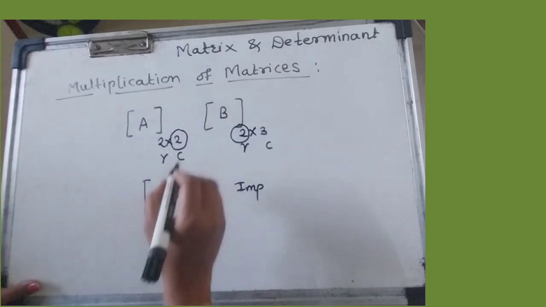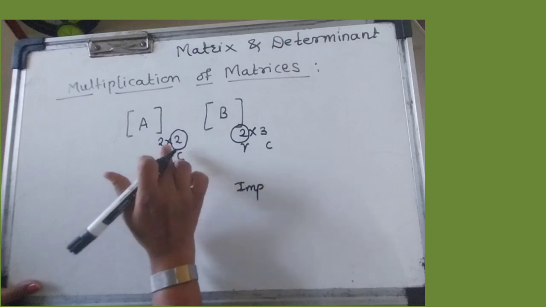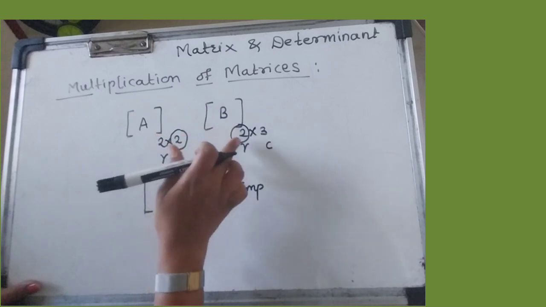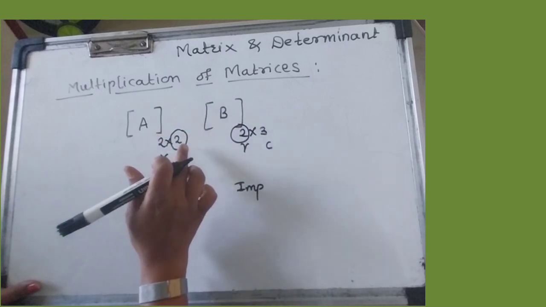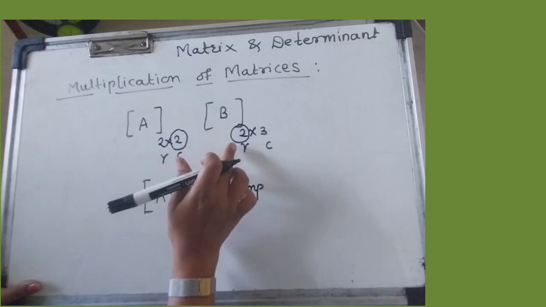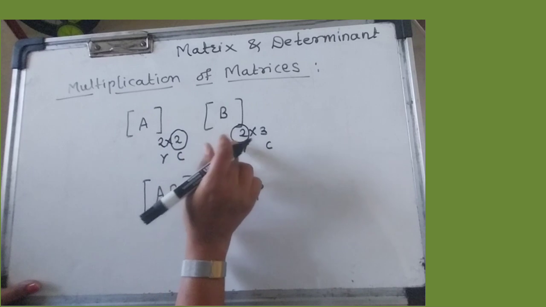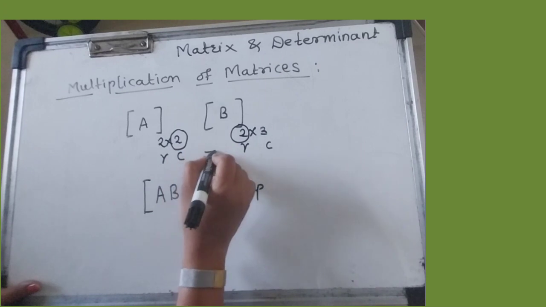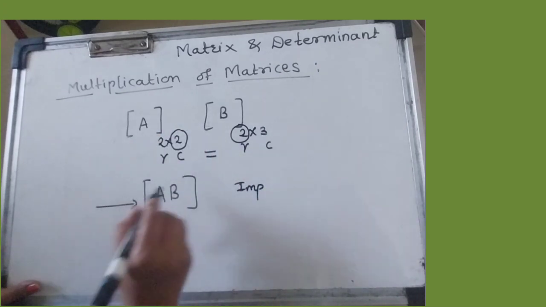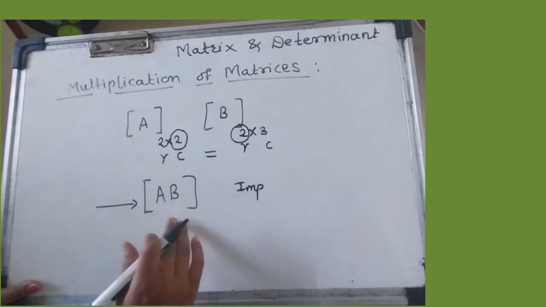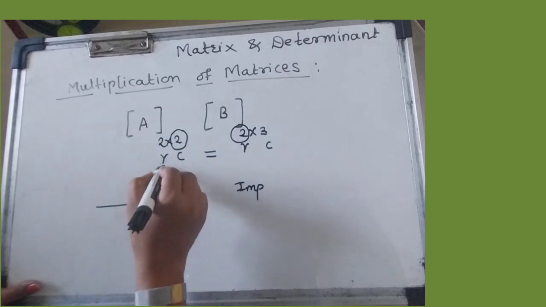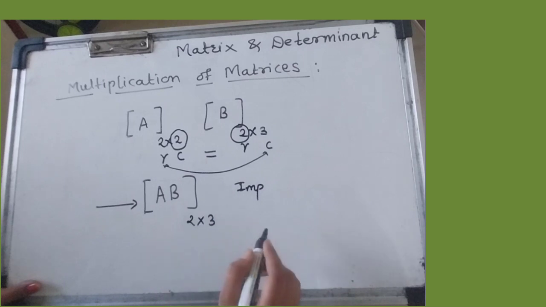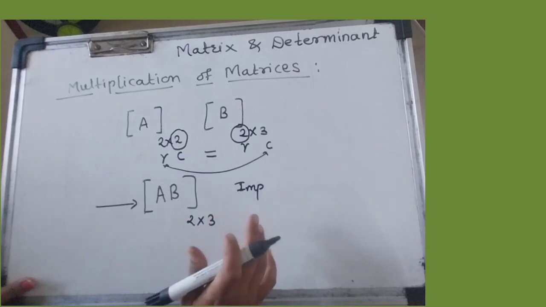Again, the order of this matrix is 2 by 2, and the order of this matrix is 2 by 3. Here the number of columns of the first matrix is equal to the number of rows of the second matrix. Are they equal? Yes. Here 2, here also 2. So columns and rows are equal. Then only we can take the product of A and B. And what is the order of the resultant matrix? The order of the resultant matrix is 2 by 3. Getting or not? I will explain by example.